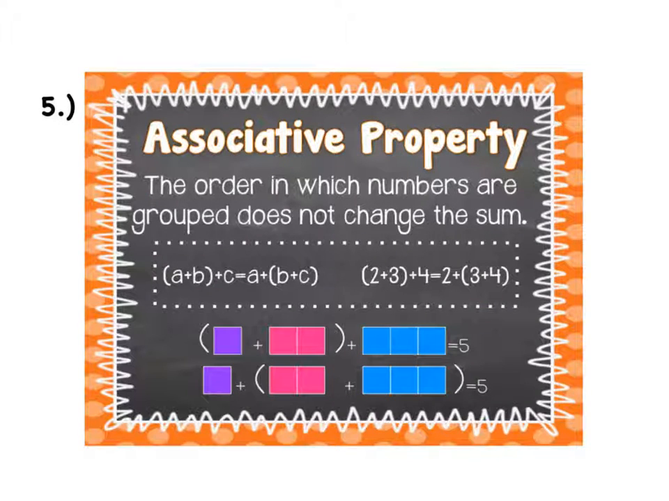All right, for the associative property, go ahead and record its definition. The order in which numbers are grouped does not change the sum. And once again, you're going to pick either this or this as your example. You can also draw in the picture if you'd like.